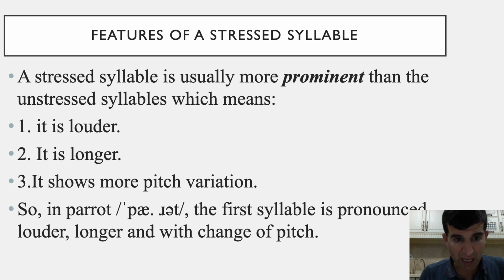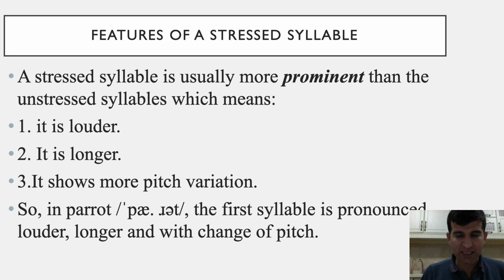So this pa, which is stressed, and this rut, which is unstressed, what's the difference between them? This pa is more visible, which means it is louder. We pronounce it louder. It lasts longer, and it's pronounced with pitch variation. So we say parrot, and we somehow swallow the rut. When I say the second syllable, the unstressed one, we say it quickly and quietly.